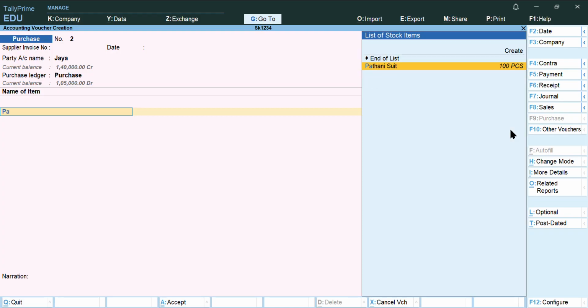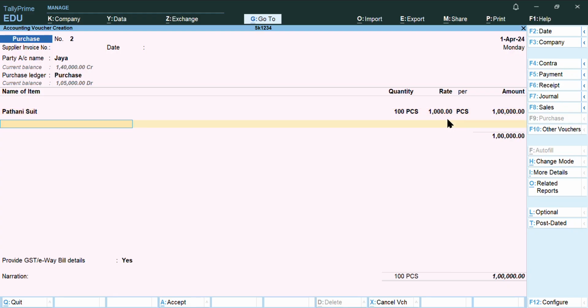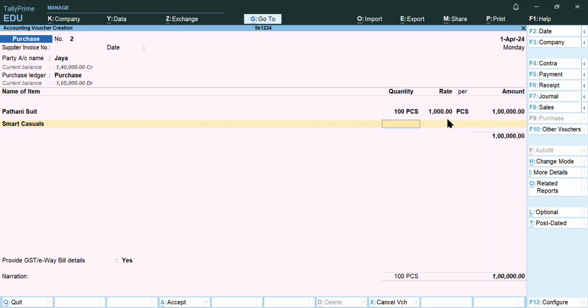Now write the items. So we had Pathani suit, how many? 100 suits at the price of 1000. Automatically it is taking 1000 while entering because previously the rate was 1000. Okay, now the next is smart casuals. Okay, so it is 50 units at 900.